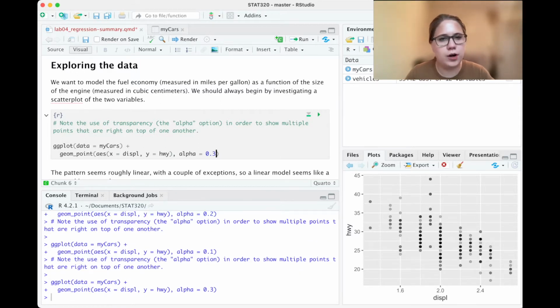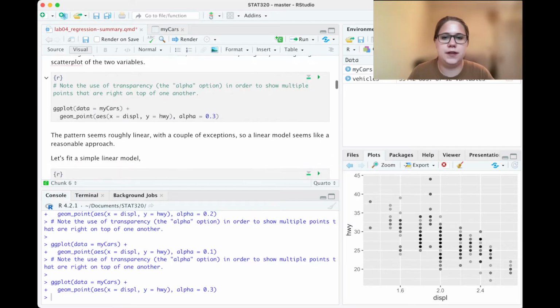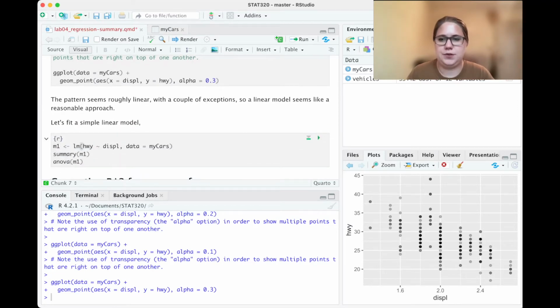But overall, it looks like there's kind of a linear pattern. It's a negative pattern. And so maybe we can choose to fit a linear model. So I'm going to use my dumb naming convention. I'm going to call my model M1. I'm going to try and predict the highway mileage based on the displacement.